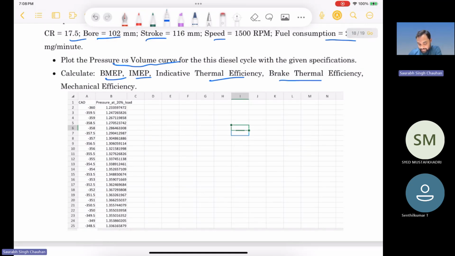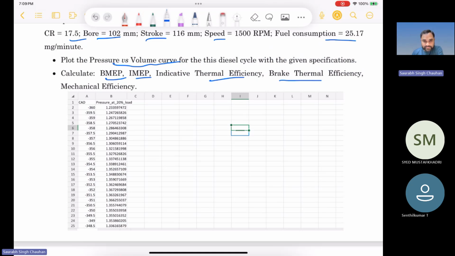The data we have is crank angle degree and pressure at 20% load. You can just ignore this 20%. So in one column we have crank angle degree, and in the second column we have pressure.